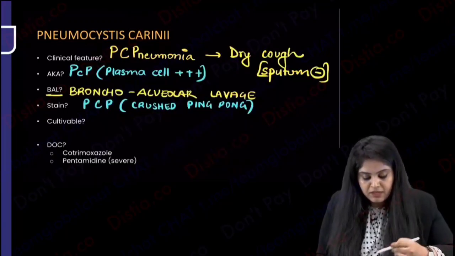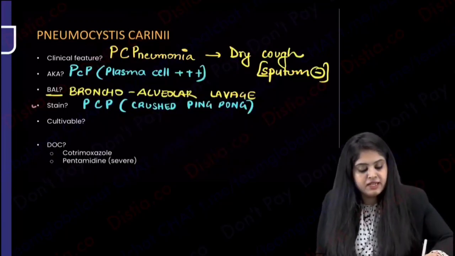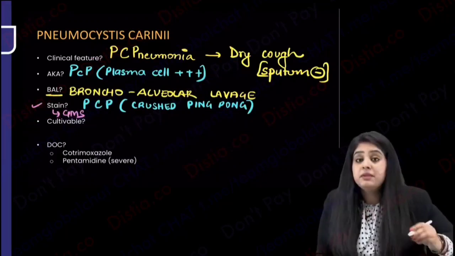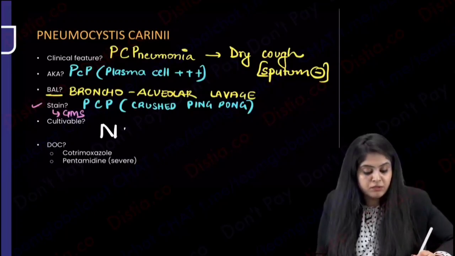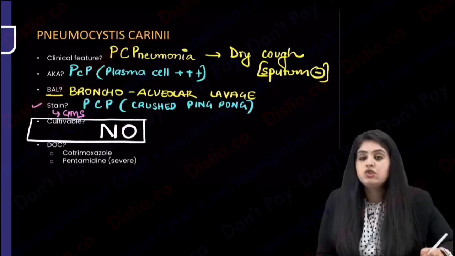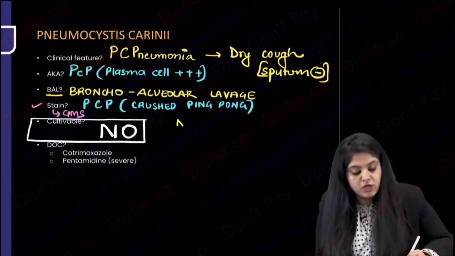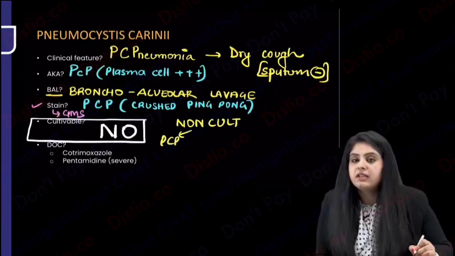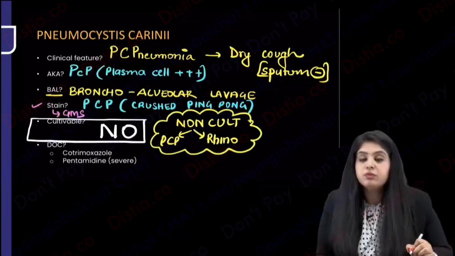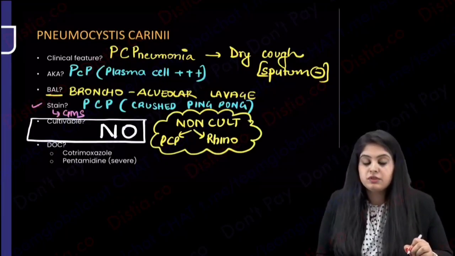Coming back, we have done all of that. We have done the stain. I've told you the stain is Gomori methenamine silver. Can you cultivate it? And the biggest no possible that you have to write, because I have already told you in this entire chapter, there are 2 organisms which are non-cultivable. One is Pneumocystis carinii, PCP, and the other one was Rhinosporidiosis. You cannot cultivate these 2, Pneumocystis carinii and Rhinosporidiosis.